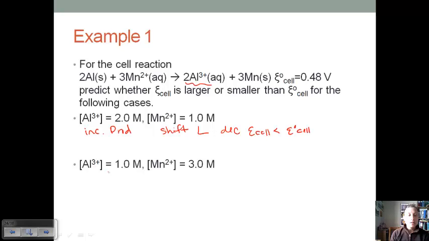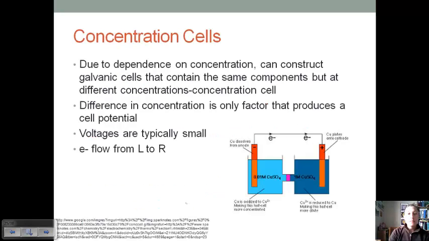Now let's look at our other one. Our aluminum ion is 1 molar. That's our standard concentration. And our manganese ion, which is a reactant, is larger. So now we're increasing a reactant. This is going to shift, according to Le Chatelier's principle, in the forward direction, so it's going to shift right, and this will increase our cell potential, meaning that our cell potential is going to be greater than our standard reduction cell potential. So it's very similar to Le Chatelier's principle and based on that.